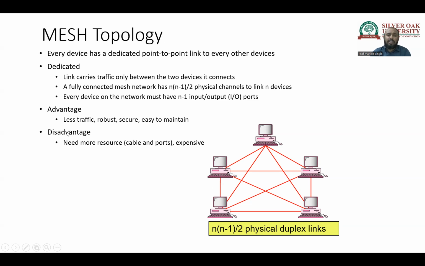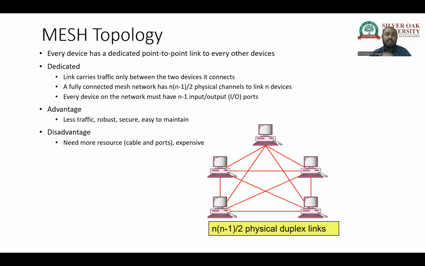What are the advantages? The advantages of mesh topology are less traffic, robust, secure, and easy to maintain. Less traffic, as we have already said, because the link carries the data between two devices only. No other device can use the link, which means there is no sharing of the link, so there is less traffic. Robust and secure, because your data travels between the two devices only. No information sharing is possible via other devices because the link is shared only between the two devices. It's a dedicated link. Easy to maintain.